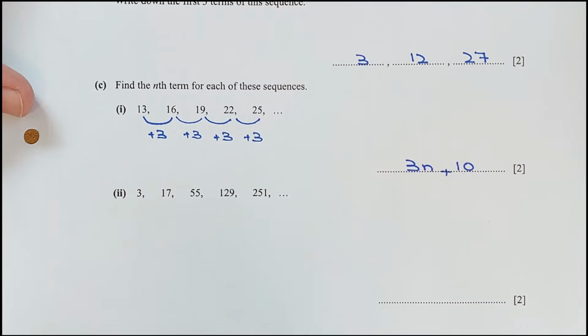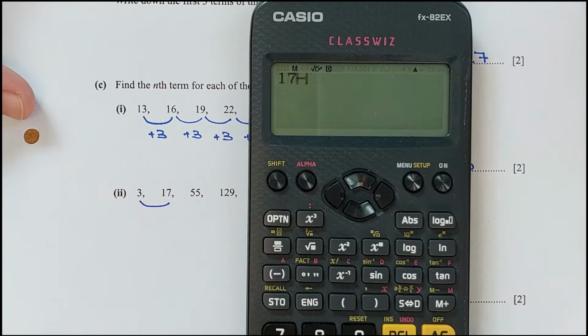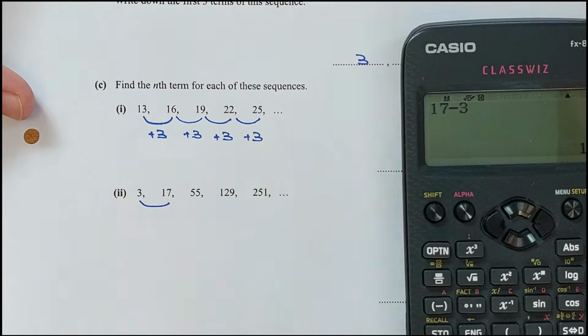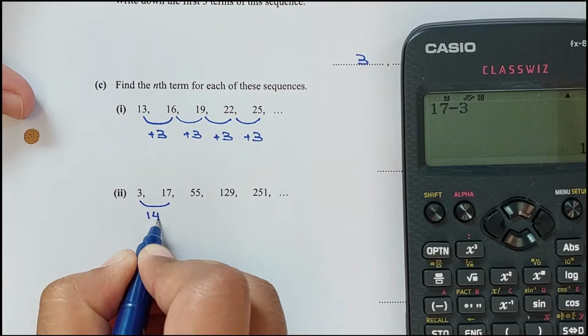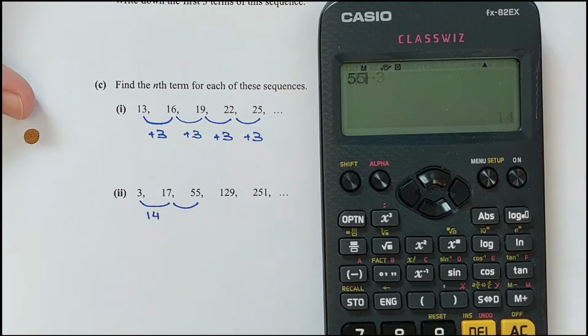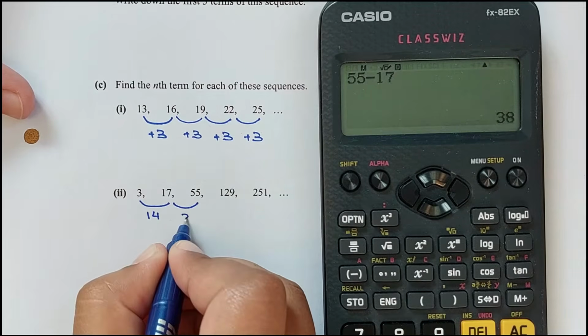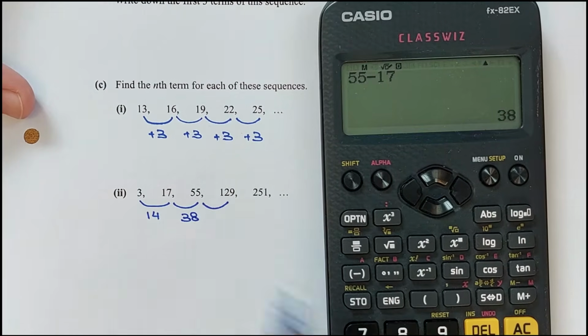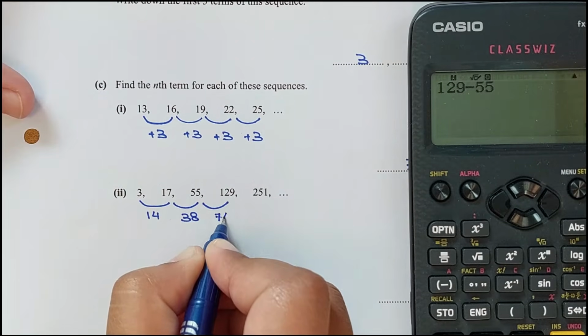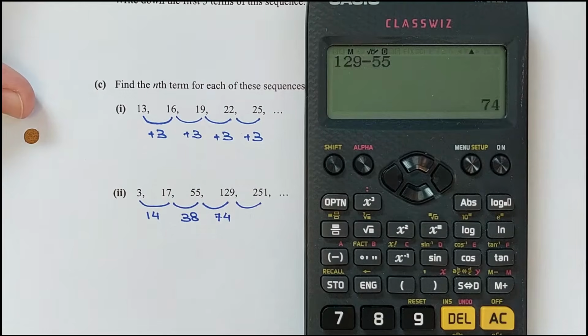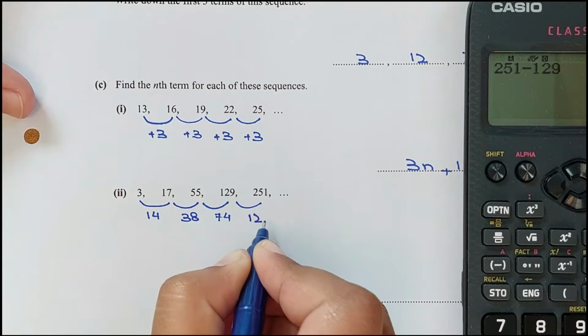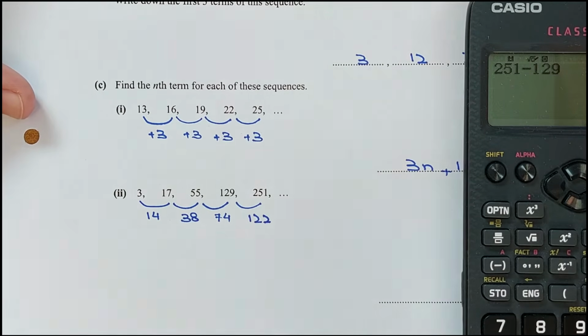Now for the second sequence we have been given, let me find the difference first. 17 minus 3 is 14, so the difference is 14. 55 minus 17 is 38. 129 minus 55 is 74. 251 minus 129, 122. So the first difference is not constant, right?